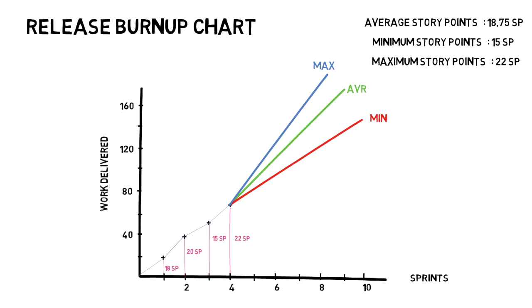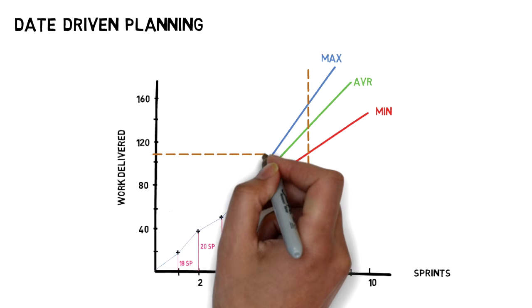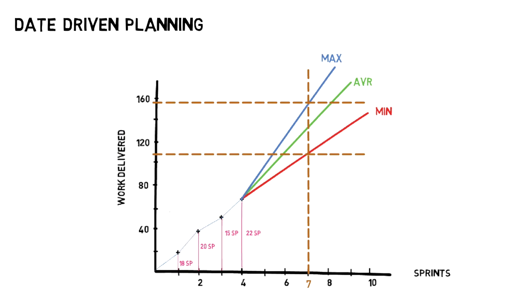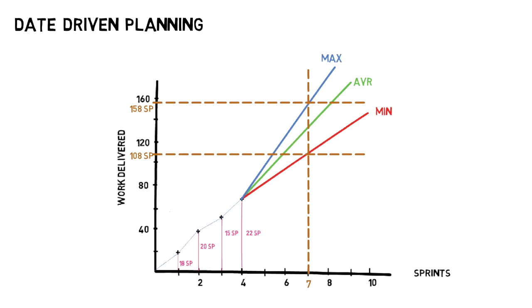Now, there are 2 ways product owners can engage with stakeholders using the burn-up chart. We either speak about date-driven planning. The stakeholder asks what can be delivered in Sprint 7, for example. By simply drawing the lines at the intersection of each delivery line, the product owner can tell the stakeholders that by Sprint 7, the team will be able to deliver between 108 and 158 story points. The product owner can then show to the stakeholders the user stories from the product backlog that will fit in this estimation.